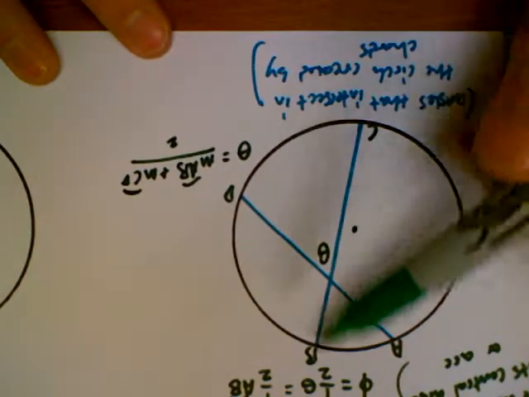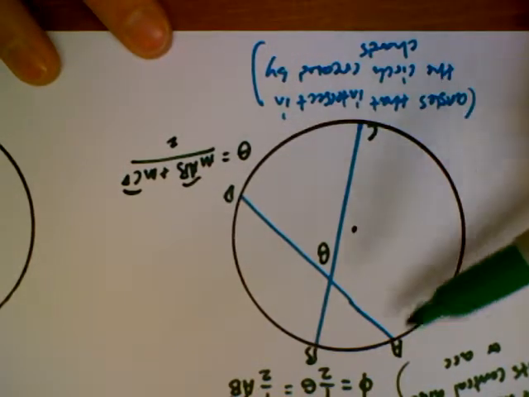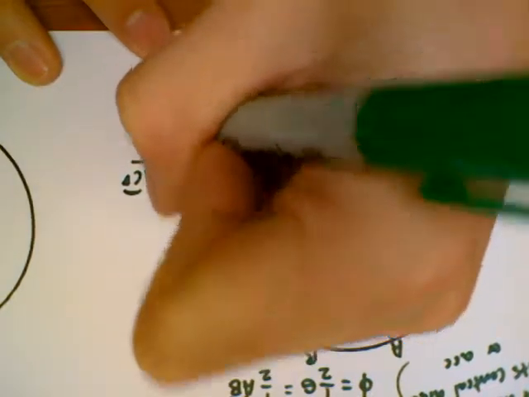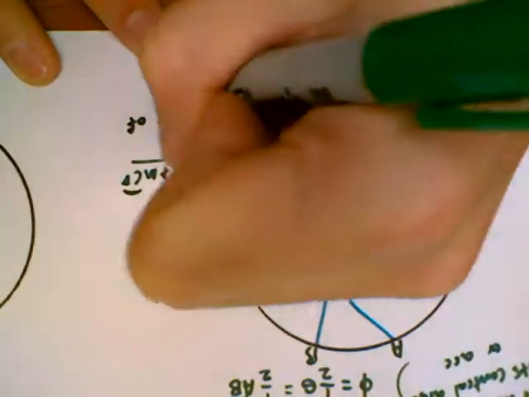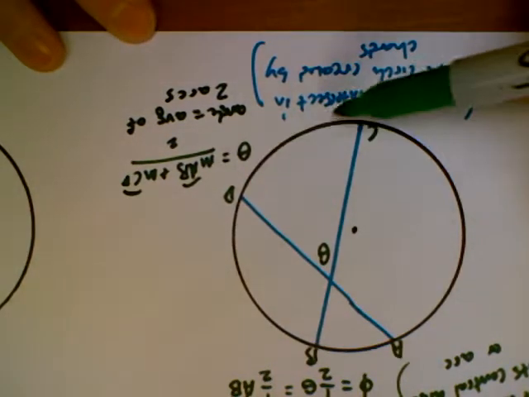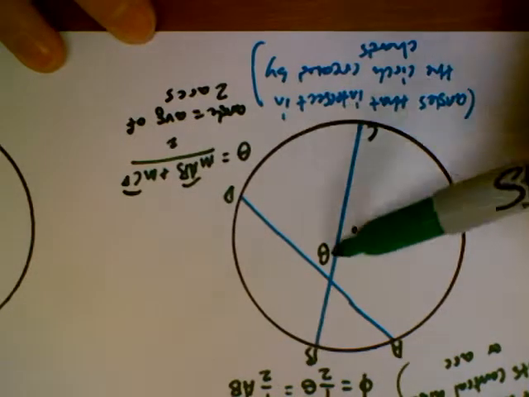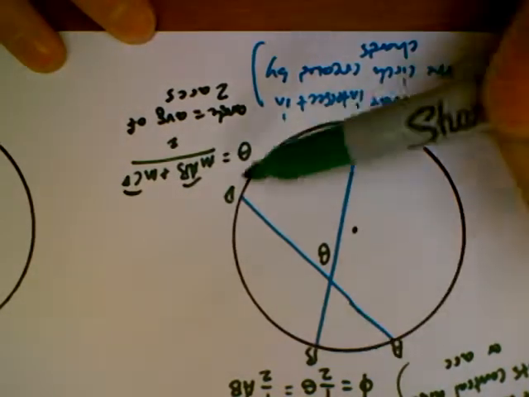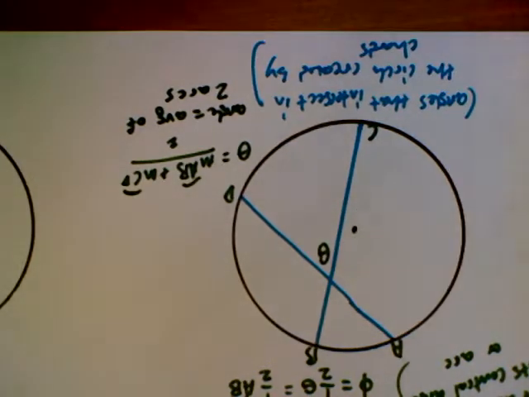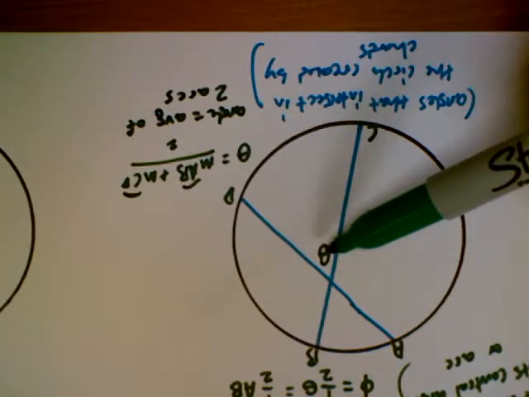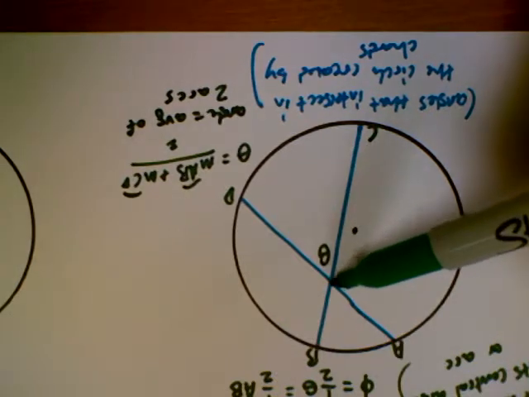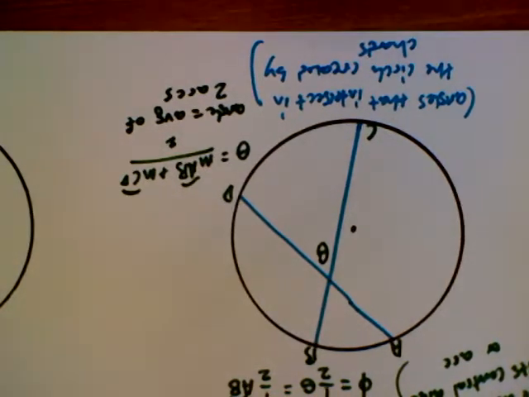So the angle created by two chords is equal to the average of the two arcs. If this arc was 30 and this arc was 60, 30 plus 60 is 90, divided by 2 is 45. If this was 20 and this was 80, 20 plus 80 is 100, divided by 2 would be 50. And so you just average them if you want to find out what this angle is. Now, if the angle is at the center, obviously it would be equal to it, but if it's not at the center, which is the case here, that's how you find it.